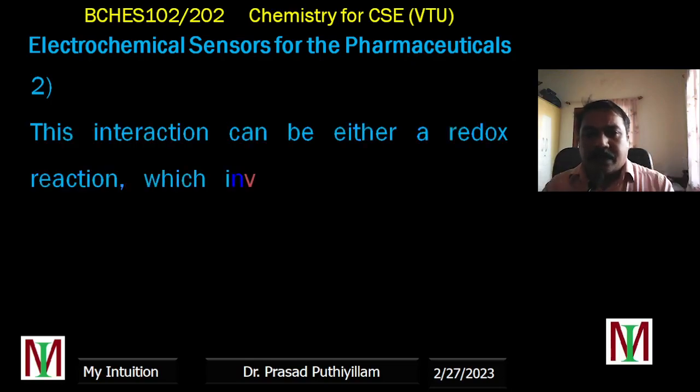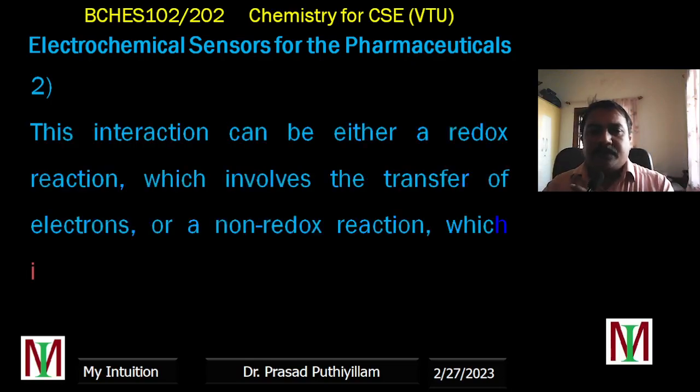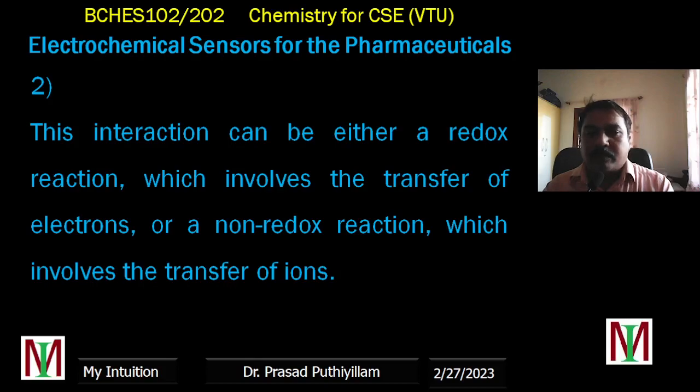This interaction can be either a redox reaction, which involves the transfer of electrons, or a non-redox reaction, which involves the transfer of ions. Redox reaction means a chemical reaction in which one component is undergoing oxidation and the other one is undergoing reduction simultaneously. That is a change in oxidation state. Usually in chemistry we write with the element, at the top, either a positive or negative charge. Say for example, copper plus 1.